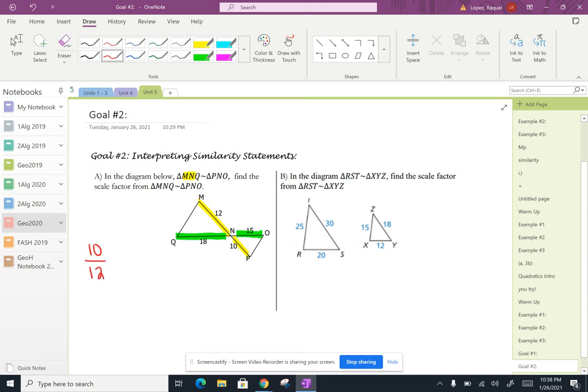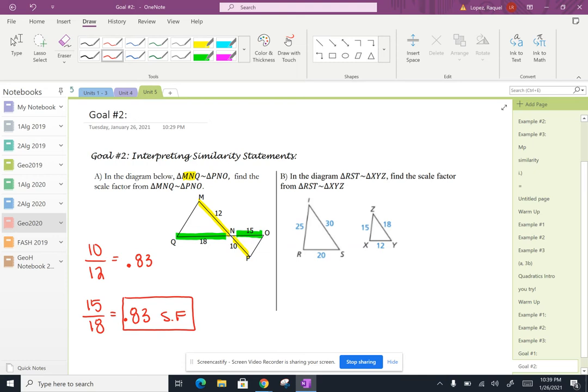We're going to put 10 over 12, and we're going to put 15 over 18. And we're going to divide those numbers. So 10 divided by 12 is 0.83. And if we double check that, when we do 15 divided by 18, we also get 0.83. So this is known as my scale factor, this 0.83. So if I take 12 and I multiply it by 0.83, I'm going to get the side of triangle PNO.